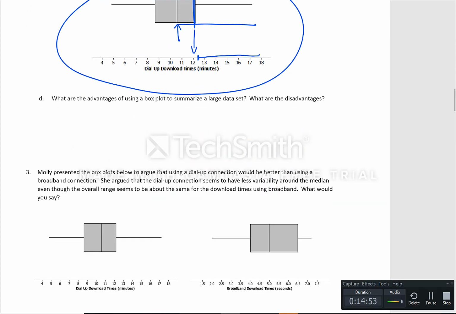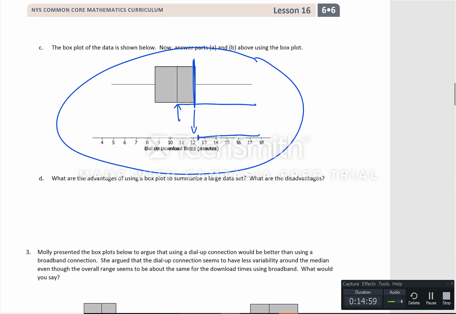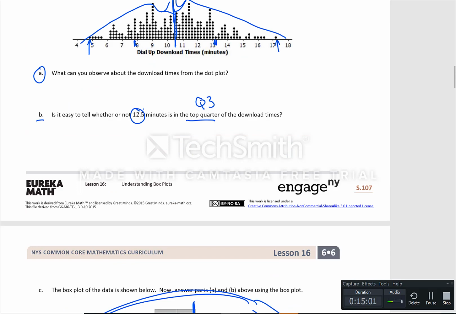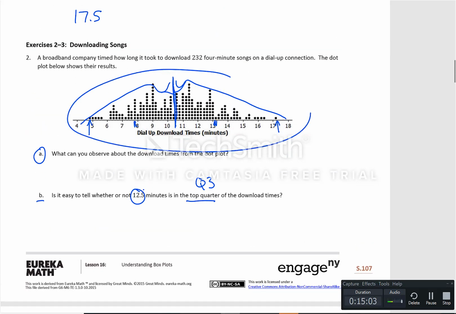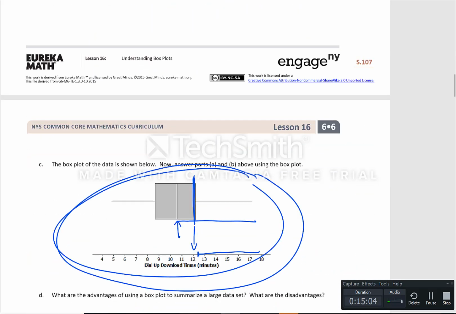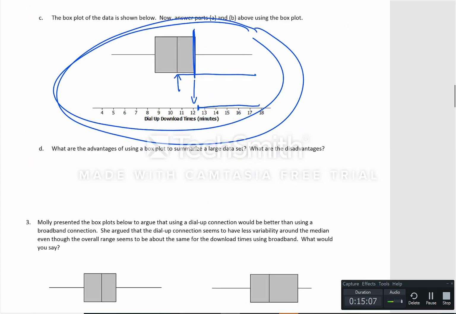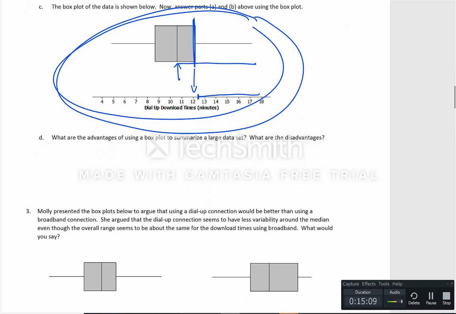Alright, so now we're on to D. What are the advantages of using a box plot? So what are the advantages of using this instead of a dot plot to summarize a lot of data? So there's many possible answers. With lots of data, the dots in a dot plot overlap, and you can see general patterns, but it gets really hard to tell anything about the actual numbers since there's so many dots.